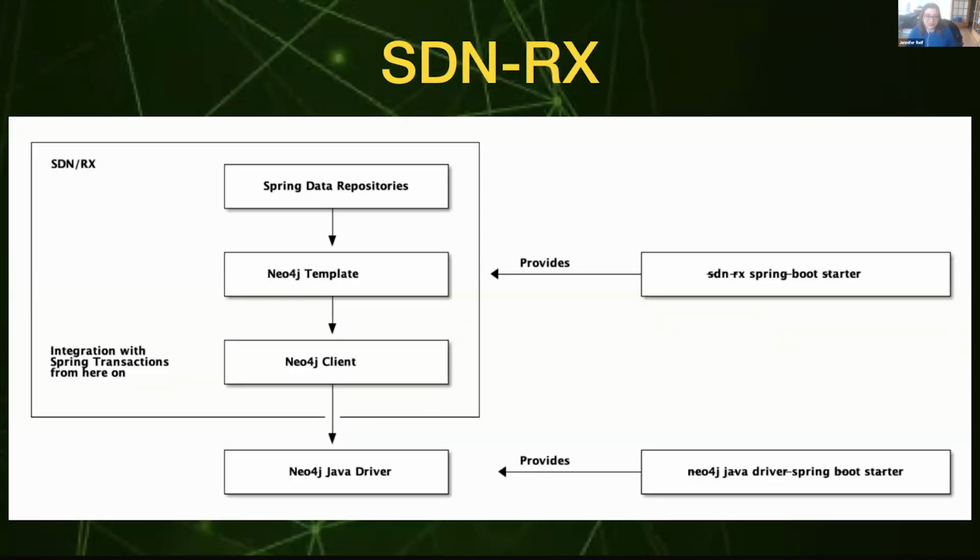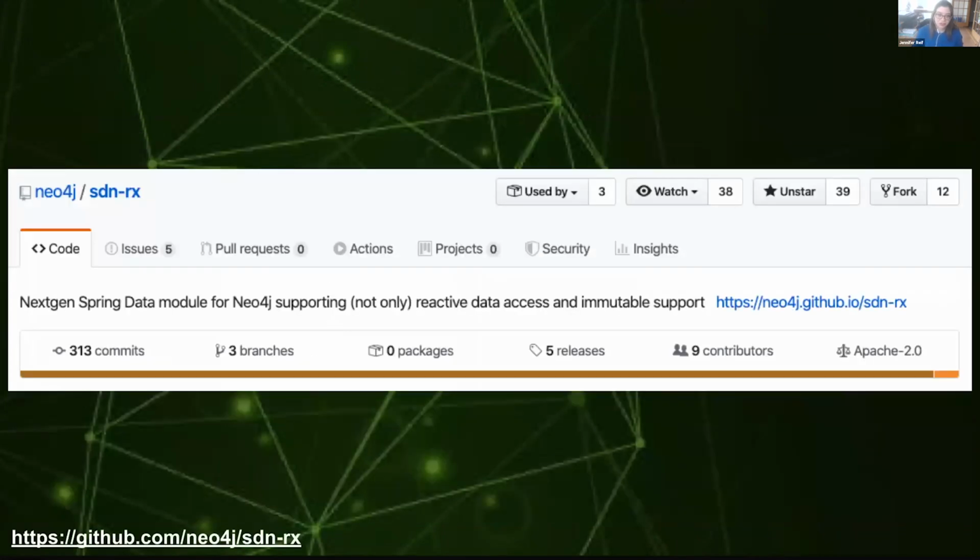So this is the diagram for the architecture of the SDNRX library. We have that Java driver level at the bottom that you can see on the left-hand side, and there's a starter dependency there on the right for the driver. And then on top of that are the different components or modules of the SDNRX. So we have a Neo4j client, a template, and the Spring Data repositories. Both of these are available for the imperative or the reactive. So you have the Neo4j client, template, and repositories for your imperative, and then we also have a Neo4j reactive client, reactive template, and the reactive repository on top of that. So that allows you to handle both of those things in that starter. So that's the architecture for that.